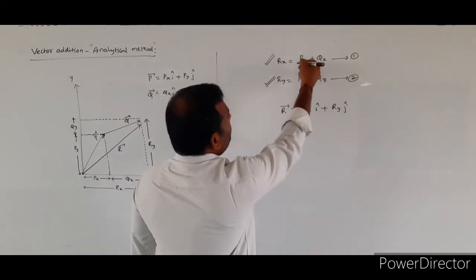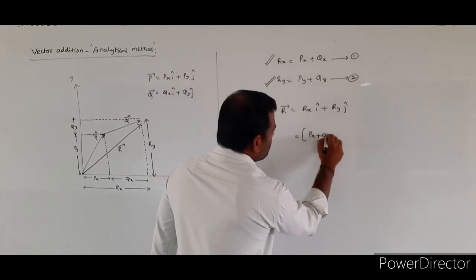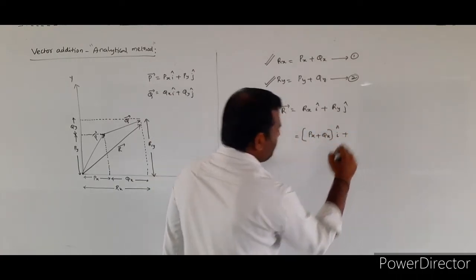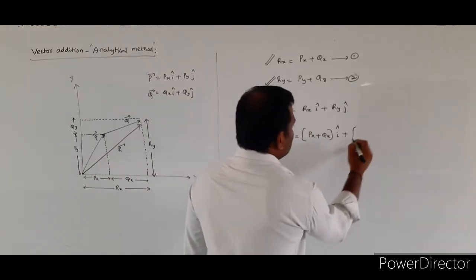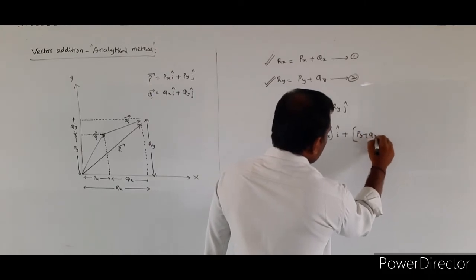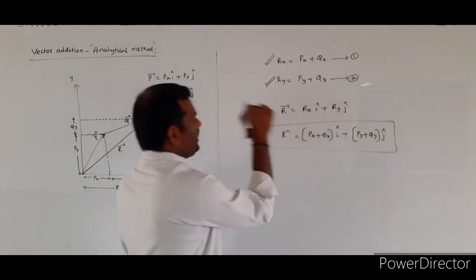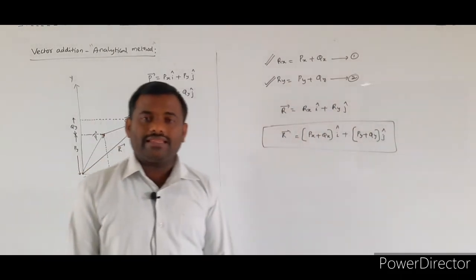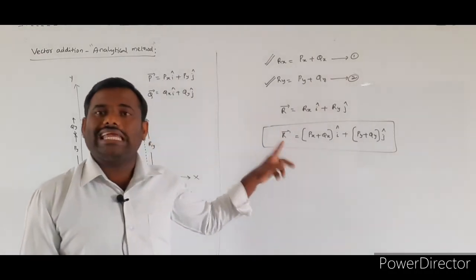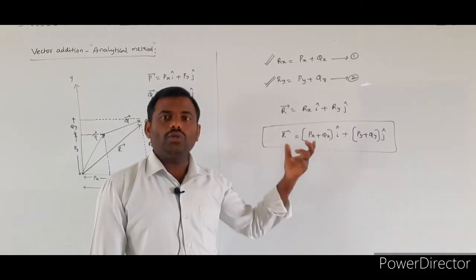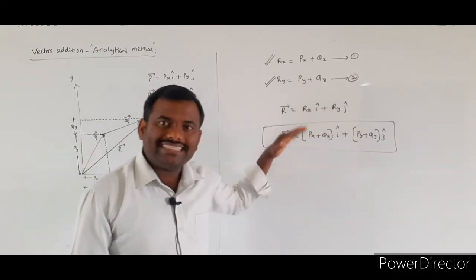So, substitute the values of Rx and Ry. What is the value of Rx? Px plus Qx into i cap, and Ry value is equal to Py plus Qy into j cap. So by using the analytical method, we have calculated the resultant vector of the two given vectors P bar and Q bar. So this is the vector notation.